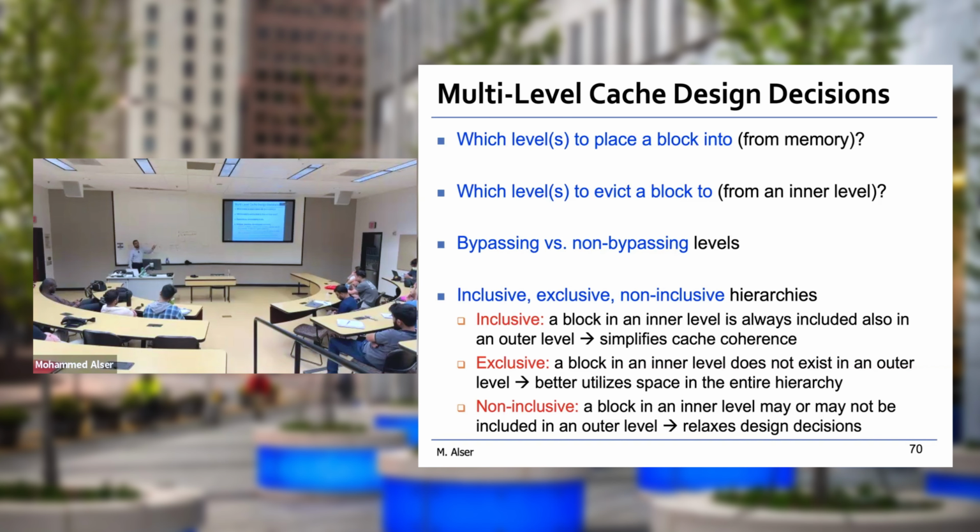So that's why I use the exclusive protocol, meaning that if I move the block from one level, I don't keep it there anymore. So I keep it in L2. If I move it to L1, I remove it from L2 and keep it in L1 only. Of course, there are pros and cons. That's why we have something hybrid, non-inclusive, meaning that sometimes I keep a copy, sometimes I don't keep a copy.